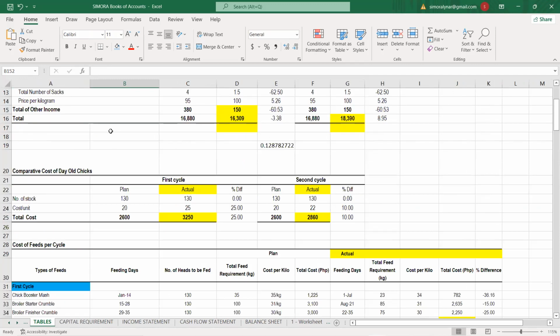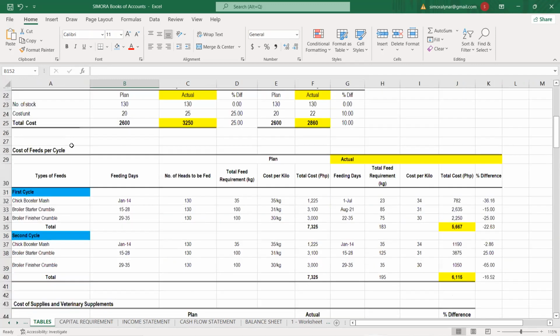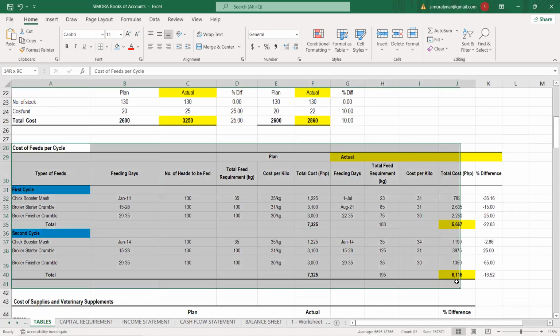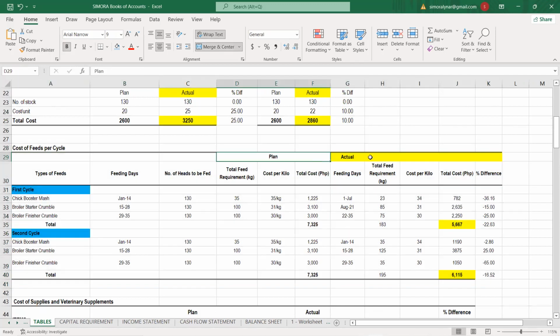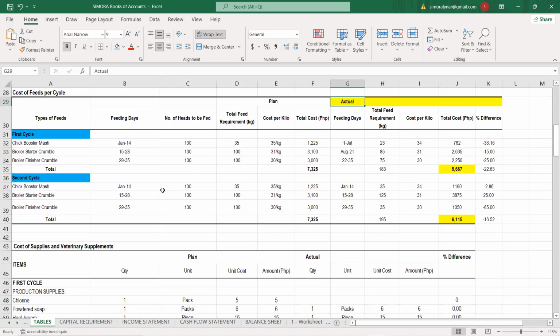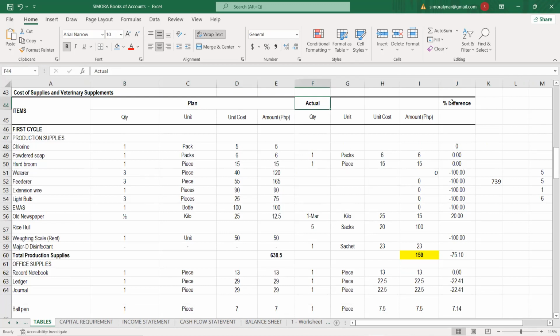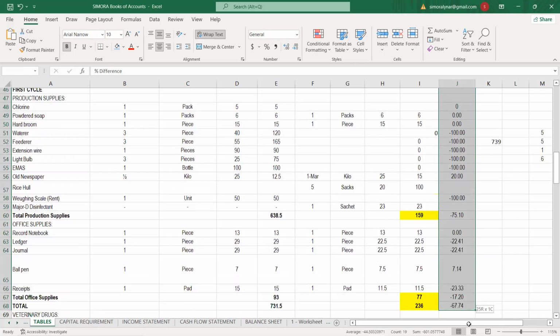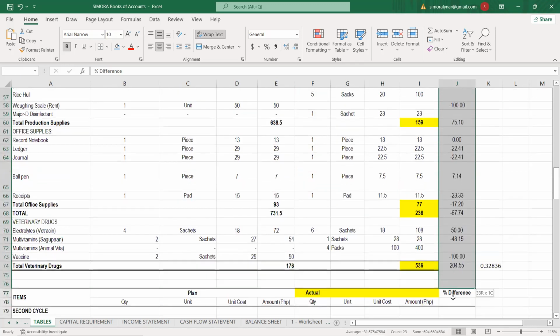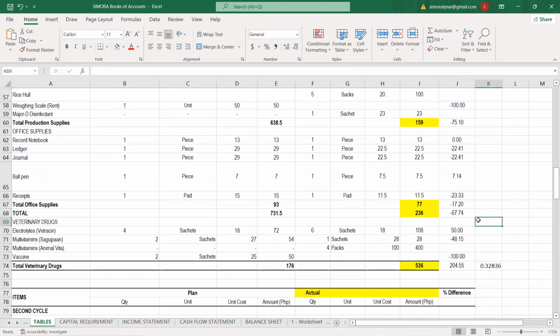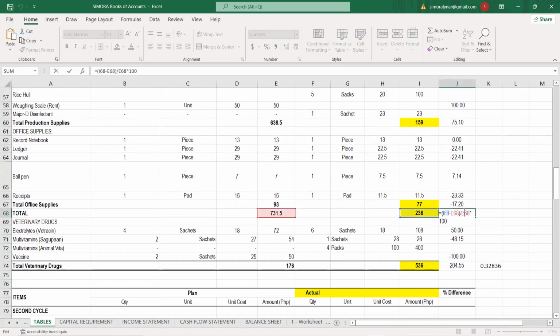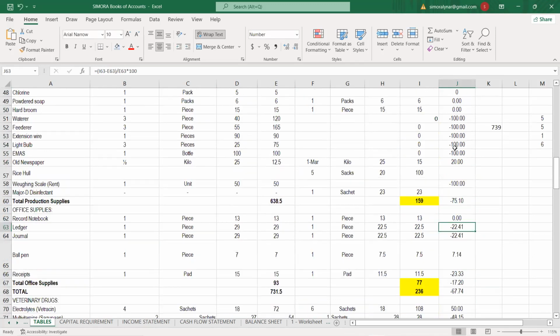So, comparative sales and other incomes, comparative cost of day-old chicks, cost of feeds per cycle. I had also did this one. Plan and actual, nagyo na sila always. My cost of supplies and veterinary supplements, plan, actual, and the difference. I always indicate my difference so that I'll know pila ang mura bitawg increase or decrease. So I'll know nga murag okay, murag medyo dako na ko sa kani nga part. Medyo kani nga part kay wala siya na-achieve. Kani mga negative wala na nga achieve because of many factors.